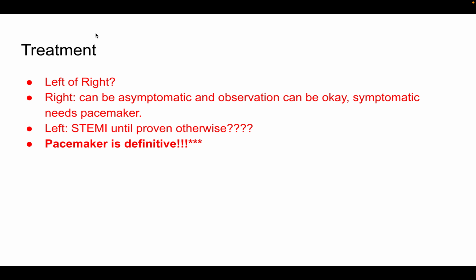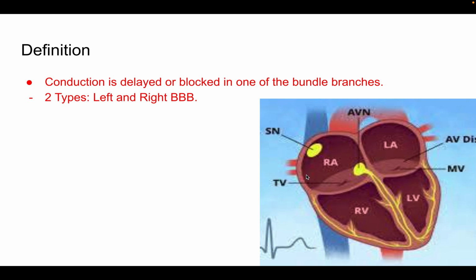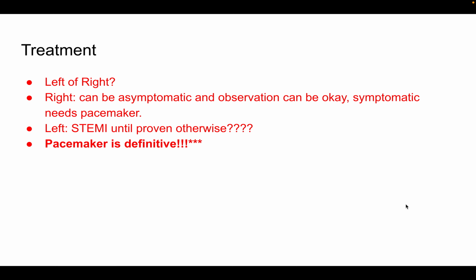Treatment. So you diagnose someone with a heart block, right? Is it left or right? Well, right, since it's not going to systemic circulation, can be asymptomatic, and observation can be okay with like a cardiology referral. However, if they are symptomatic, you need a pacemaker to get that big impulse to go through everything and contract your heart accordingly.